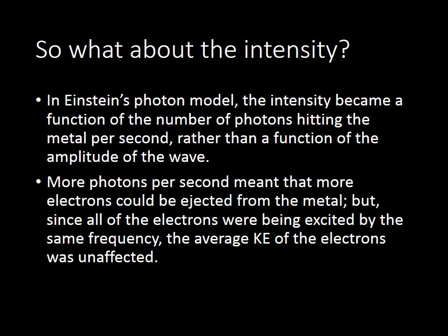But in Einstein's photon model, the intensity wasn't a function of the amplitude of the wave. It's a function of the number of photons hitting the metal per second. So if you had more photons hitting the metal per second, you would get more electrons, which was consistent with what they were finding. The problem is that those electrons were not any more energetic. The average kinetic energy of those electrons wasn't changing, and the reason was that we weren't giving them any more energy.